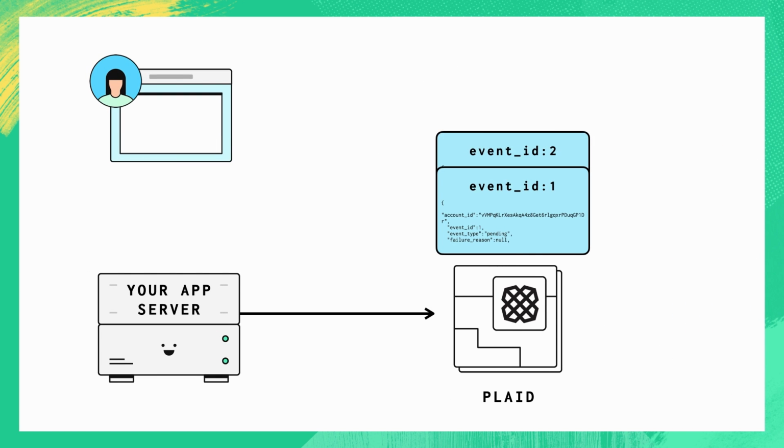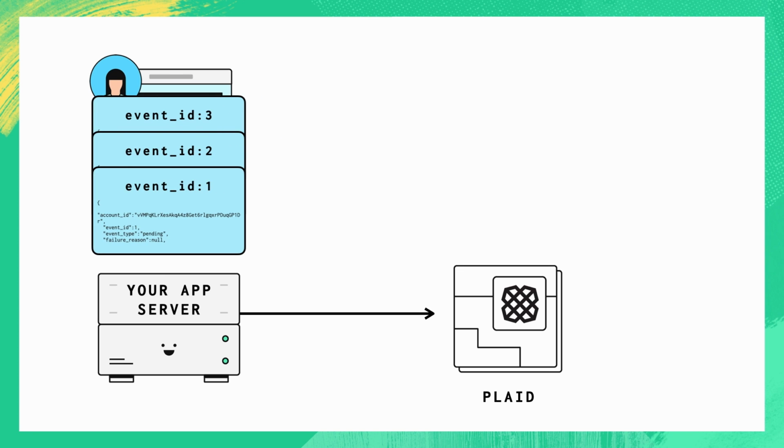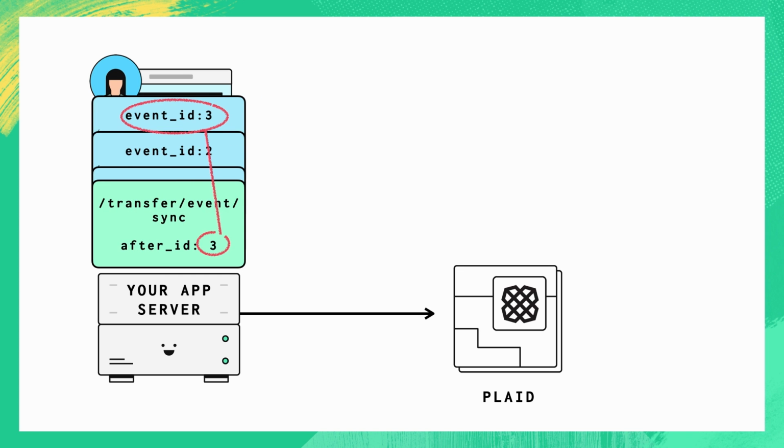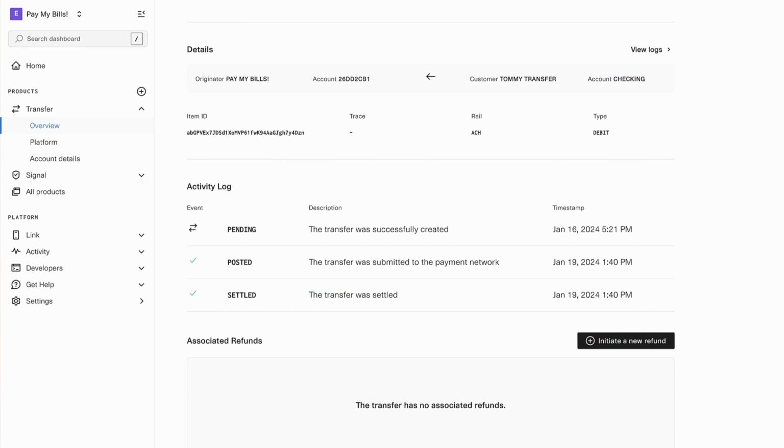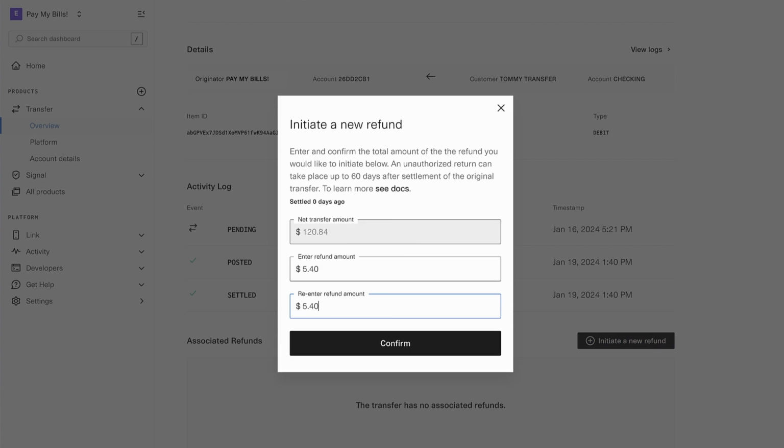To stay on top of all the changes that are happening with your transfers, call Transfer Event Sync. This will give you a full list of events, sequentially ordered, across all your transfers. Each event has an ID, which you can use in future calls to make sure you only receive new events. And all this information is available directly through the Plaid dashboard. There you can see the history of every transfer and perform tasks like cancel transfers before they're sent off, issue refunds, and manage your ledger.